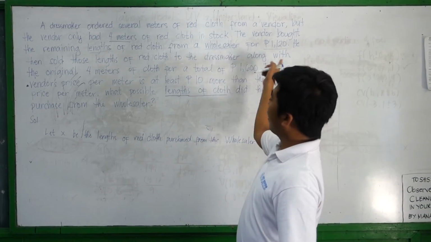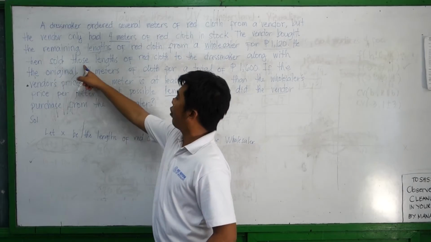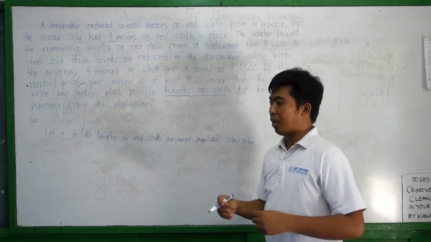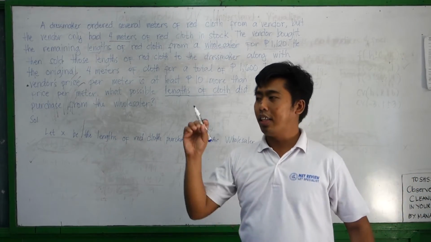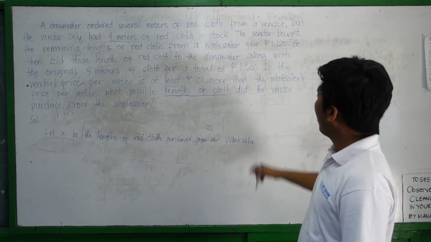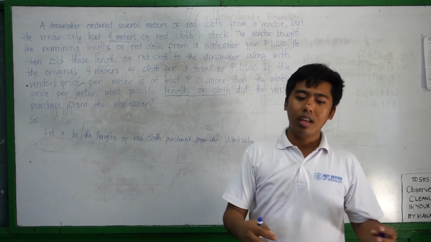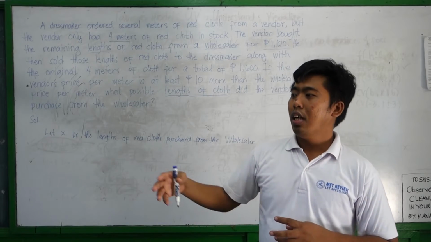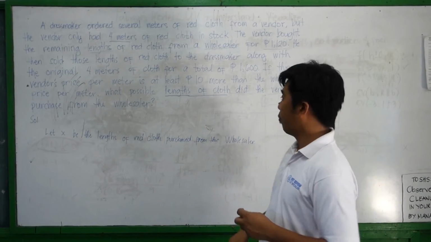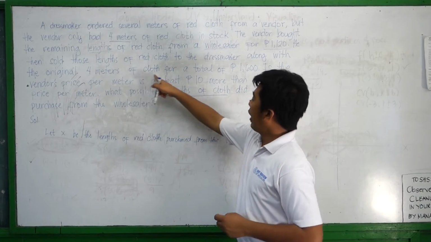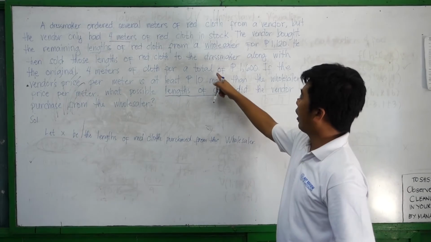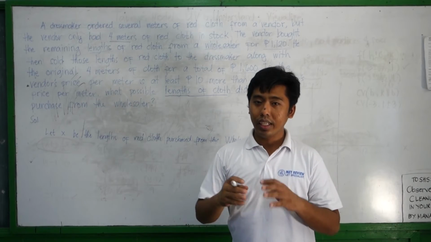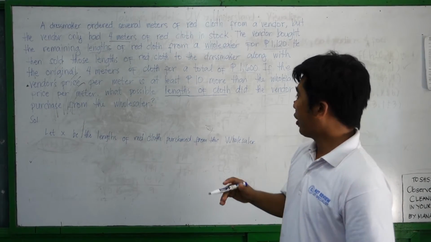Now, he then sold those red cloth to the dressmaker. So after he bought, he sold to the dressmaker, along with the original 4 meters. So, meaning, including his old stock of 4 meters together with the newly arrived cloth from the wholesaler. Then what he received for selling to the dressmaker is 1,600, together with the 4 meters of stock.